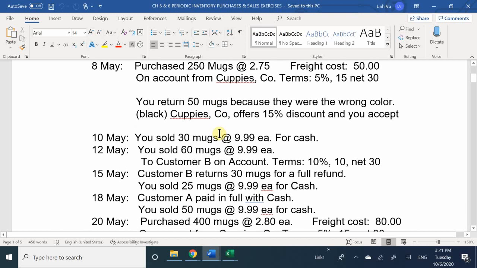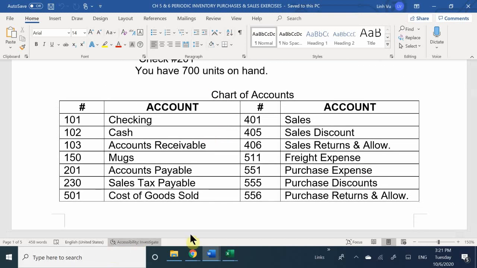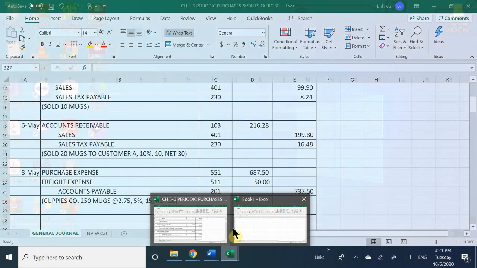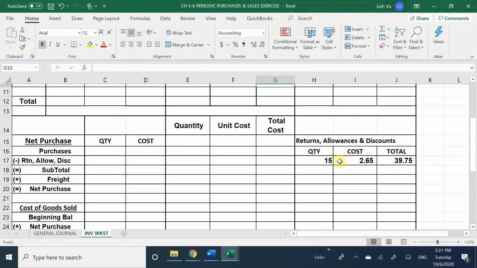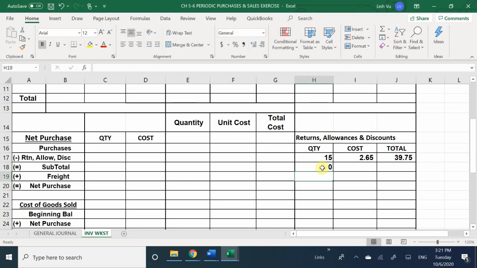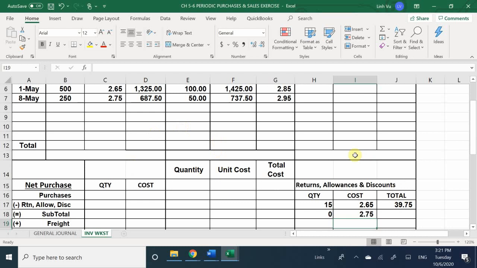So for our inventory, we are not returning anything. So it's 0 quantity in the returns. Okay, so we're gonna work on here first. Okay, 0 quantity, got it. And here, we have 50 that we're getting 15% on.